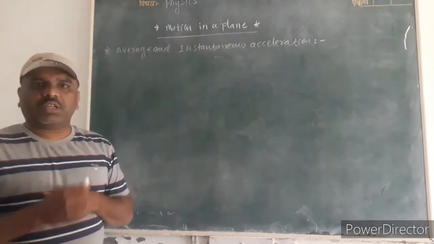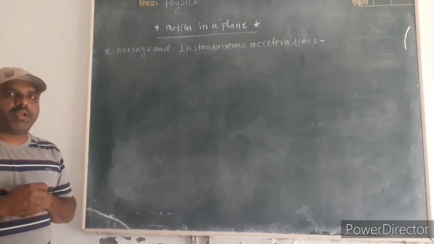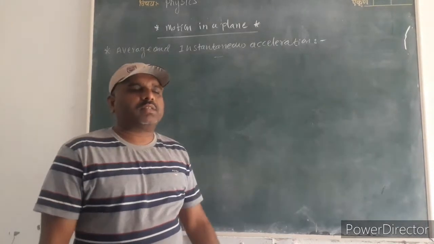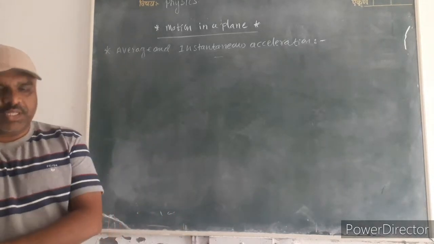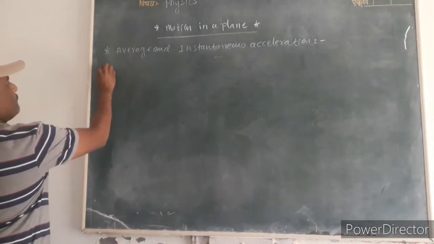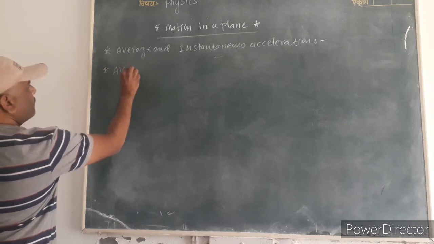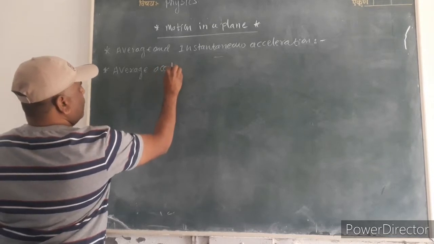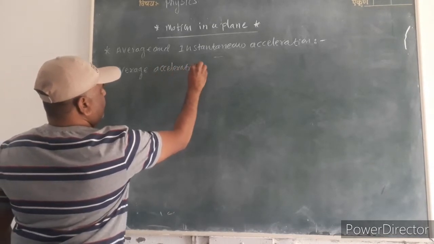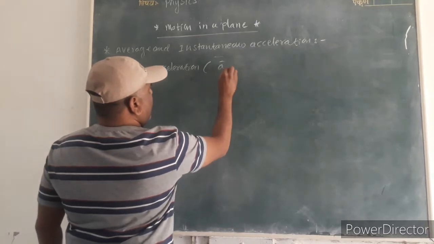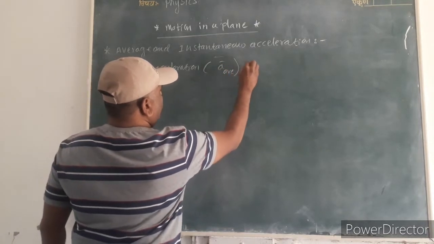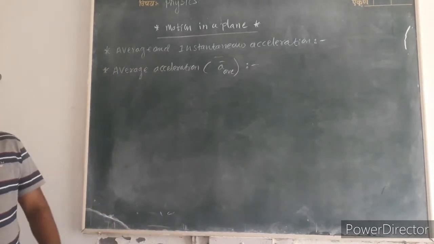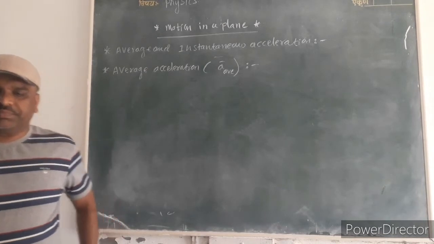Chapter: Motion in a plane, and the topic is average and instantaneous acceleration. Firstly, we discuss the average acceleration, a bar average.